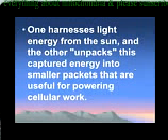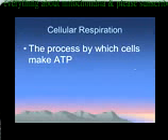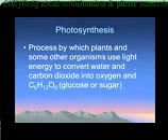One, the chloroplast, harnesses light energy from the sun, and then the other, the mitochondria, unpacks this captured energy into smaller things that are useful for powering cellular work. We'll start with talking about cellular respiration. This is the process by which cells make ATP. ATP is a molecule of energy. The other chemical reaction is photosynthesis. This is the process by which plants and some other organisms use light energy to convert water and carbon dioxide into oxygen and glucose, which is a form of sugar.